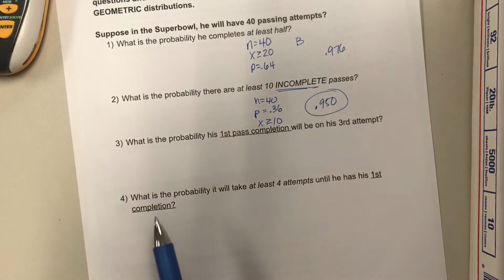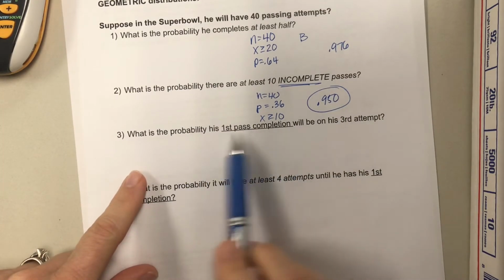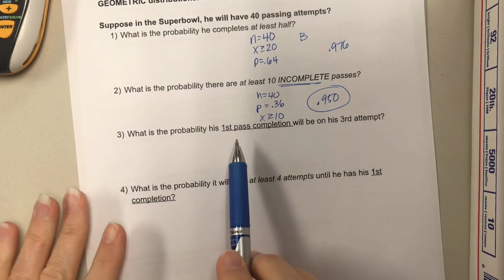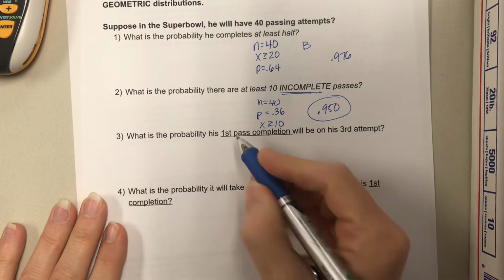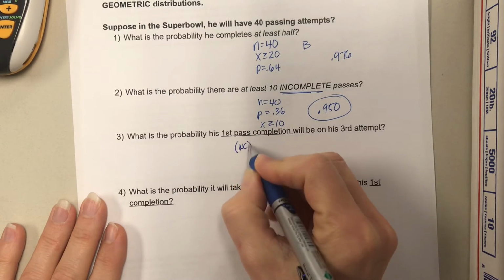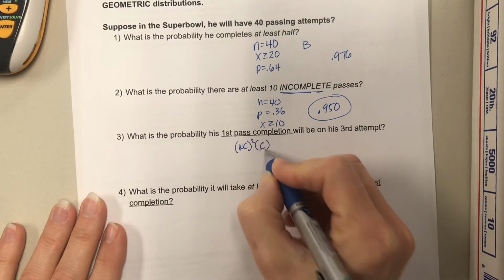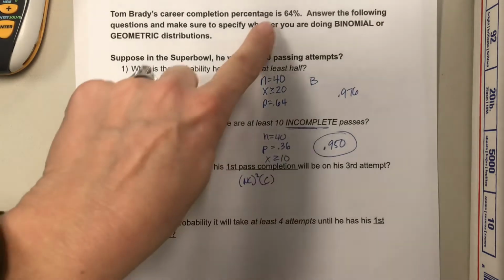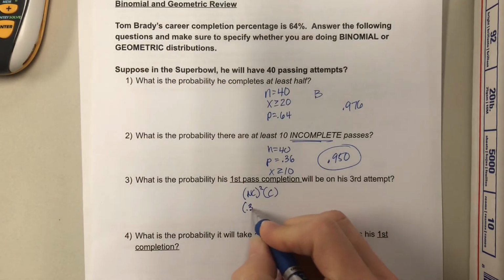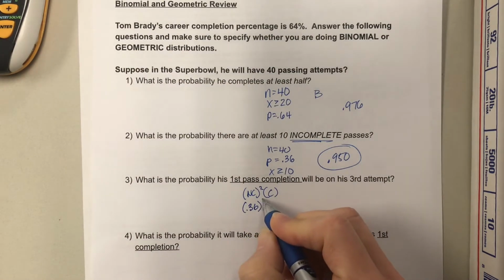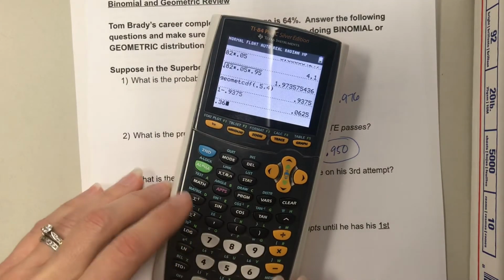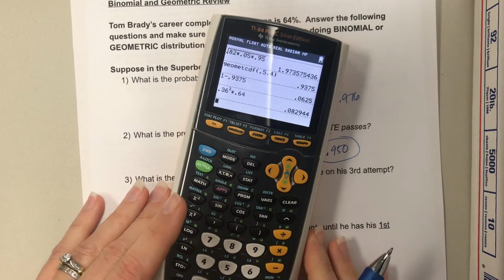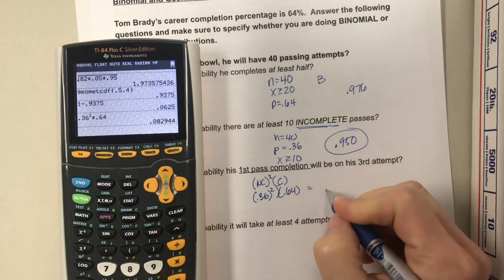Okay. Now I'm going to stop using Desmos because, look, this is about a first pass completion. So say it's the start of the game. What's the probability his first pass completion is the 3rd attempt? Well, that means we had not complete twice, and then we had a completion, right? So the probability of not complete is 0.36 squared, times 0.64. Okay, so 0.36 squared times 0.64 is 0.082.